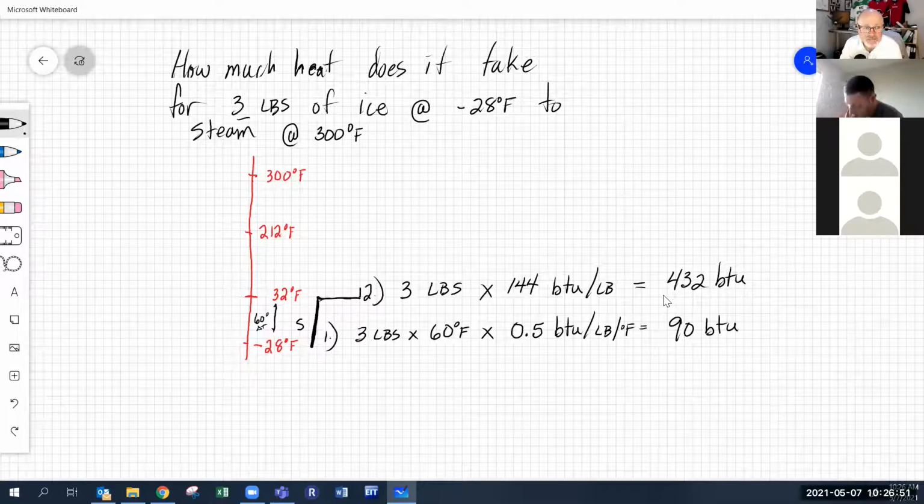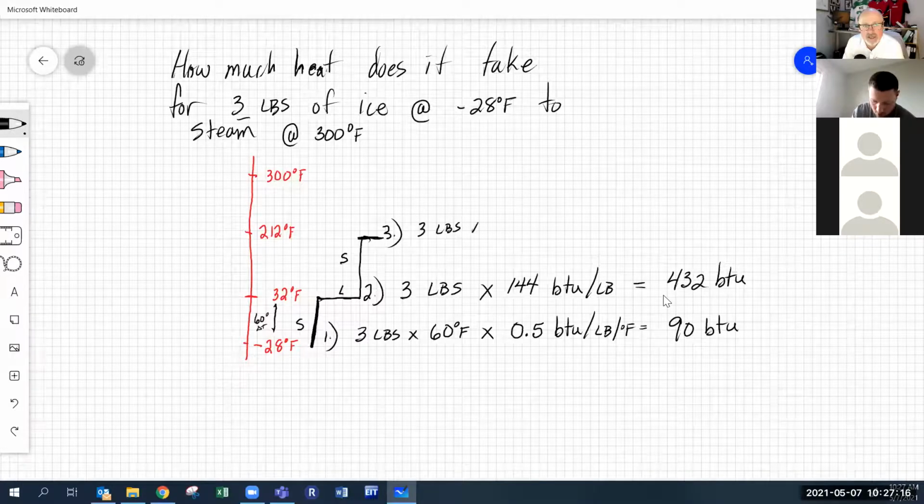And now I'm going to have to raise the temperature of that water to the boiling point. So this was a latent heat, and now I have to go sensible heat. I'm raising the temperature of the water. I'm going to call this number 3. And it's a sensible heat equation where it says take your mass times it by your delta T. The delta T between these two numbers is 180 degrees.